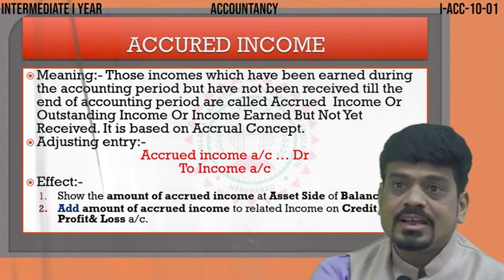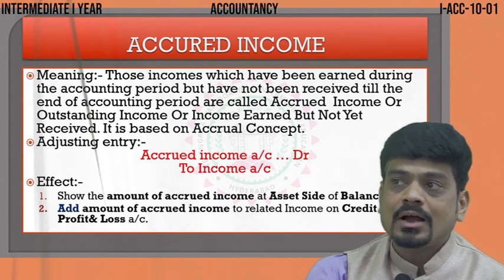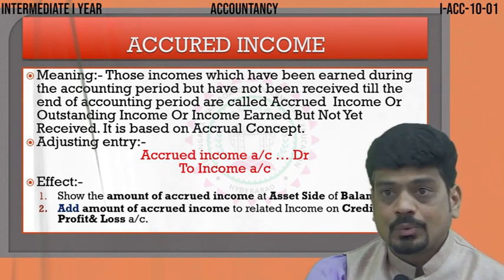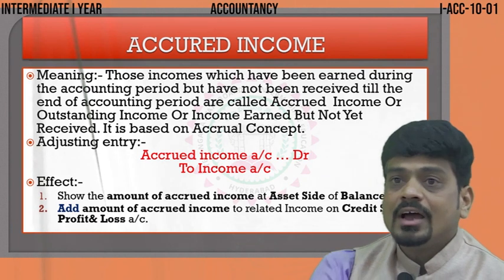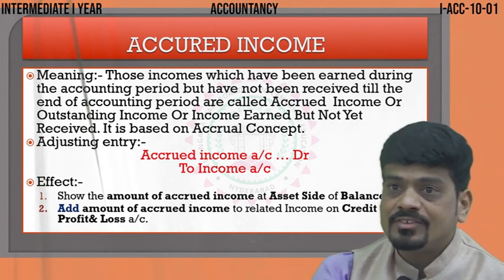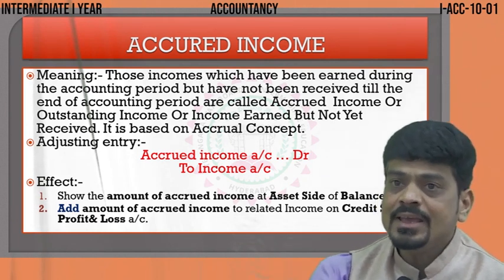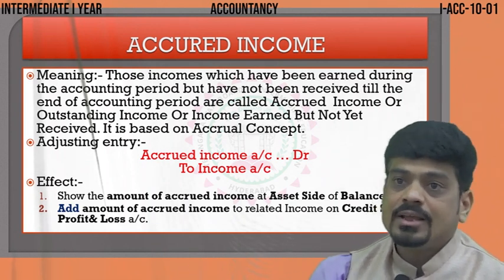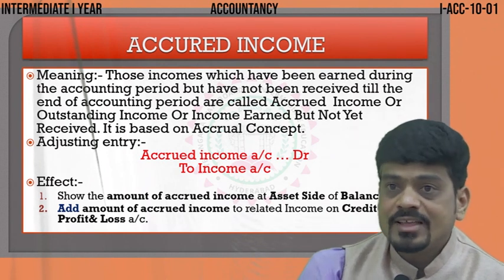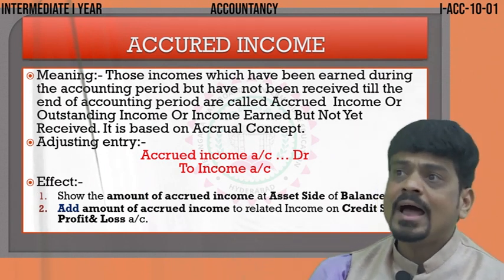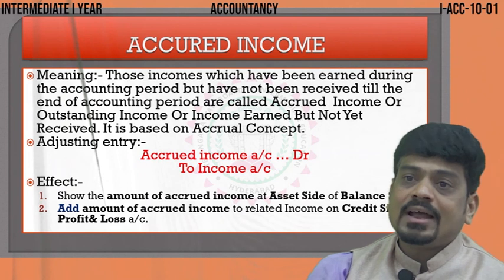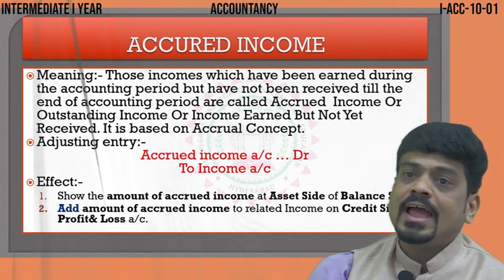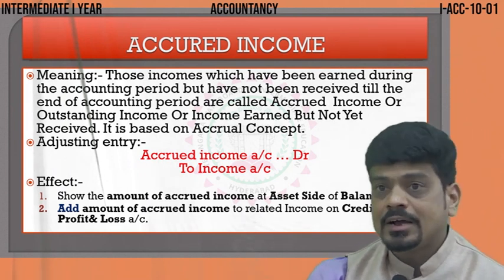Then what is the adjusting entry? Accrued income account debit to income account. Say for example, if I say accrued interest on investment, then the entry will be accrued interest on investment account debit to interest on investment account. Then what is the effect? One, I am going to show it at the asset side of the balance sheet, and I'll add to the related income.